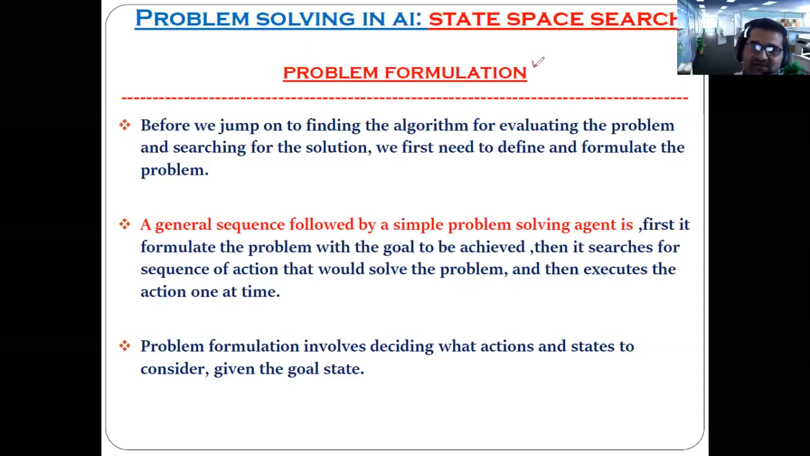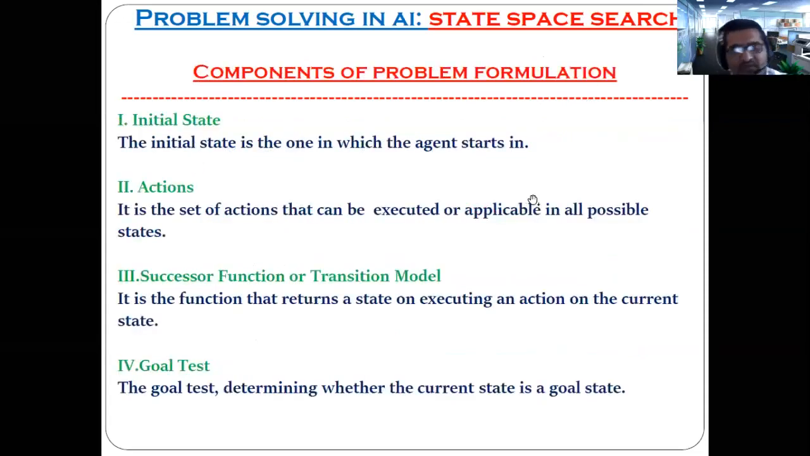Now there are different steps in the problem formulation that have to be followed. That is our next point, the different components of the problem formulation. Understood? Now there are five main components in the problem formulation. In that, the first one is the initial state. So initial state is which state?